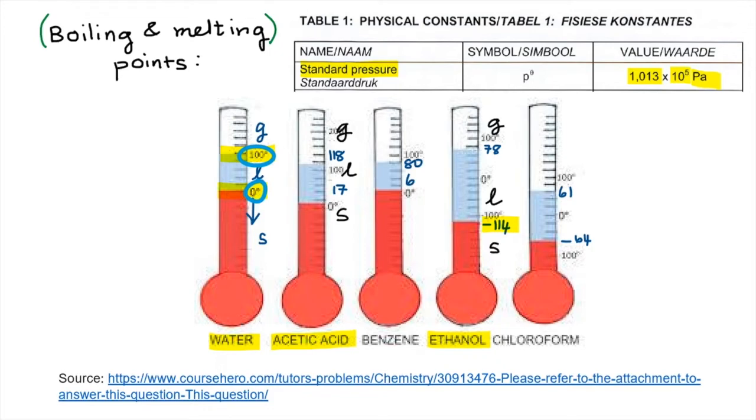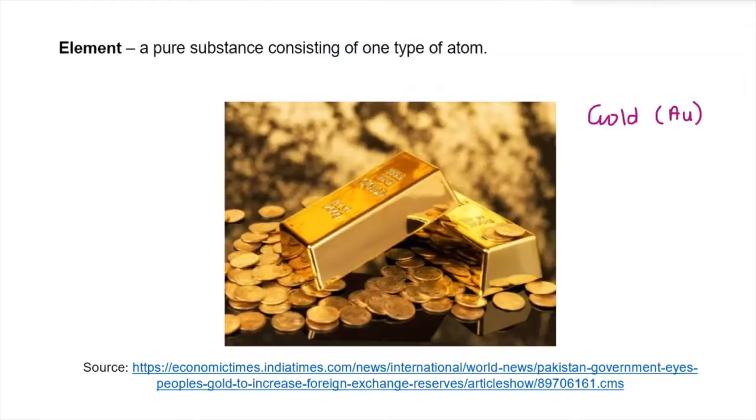As you can see, different substances have different boiling and melting points. So based on this, we can use the different melting and boiling points of the different substances under standard pressure to see if the substances are pure substances or if they are mixtures. And of course, if the boiling and melting points are not what we expect, then we know that there are impurities in the substance. Pure substances can be classified as either elements or compounds.